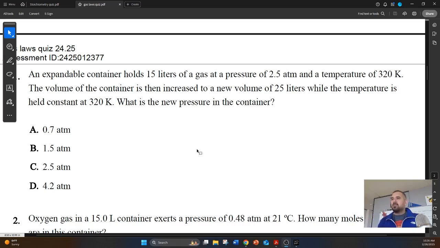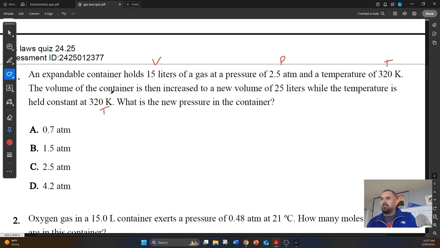All right, so let's take a look at this question. So here we have a volume. Here we have a pressure. Here we have a temperature. And then over here, we have another temperature, but this temperature stays constant. So we can actually cross out the temperatures. They don't mean anything to us. Here's our final volume, initial pressure. And what we're solving for here is P2.